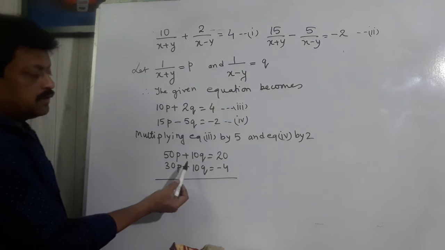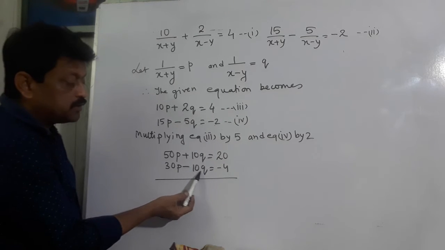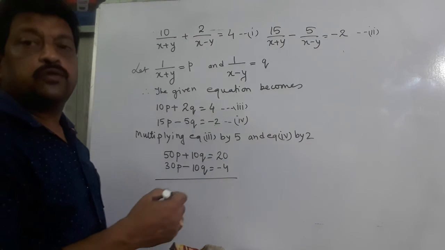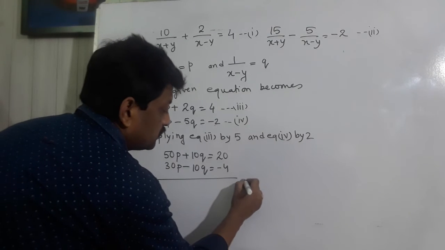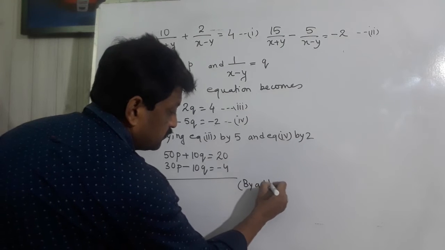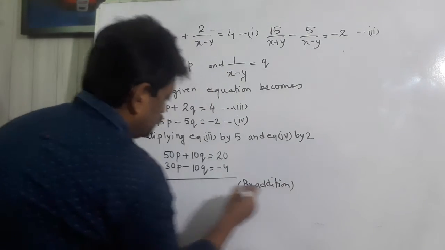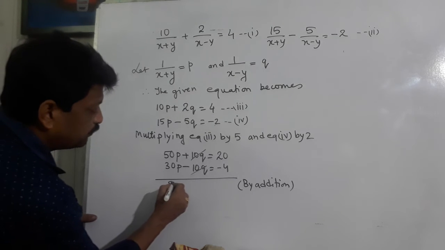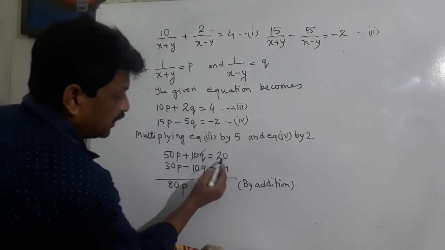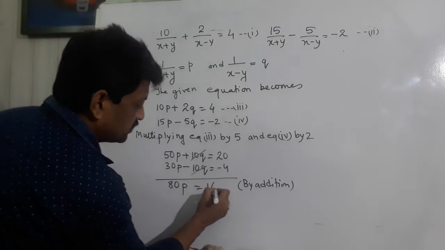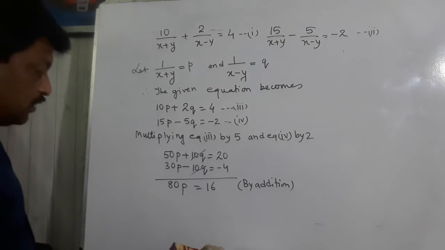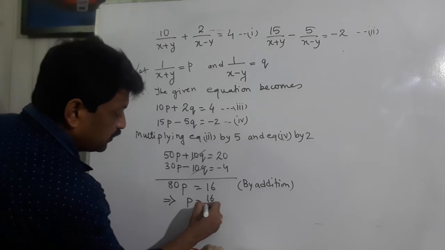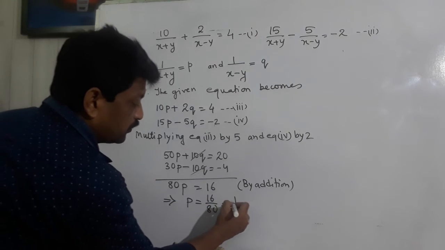Now as you can see, the coefficient of q becomes equal in both the cases and they are having opposite sign. So again we have to go for addition. By addition, this 10q cancelled, 50p plus 30p is 80p and 20 minus 4 is 16. So we can write p equals 16 upon 80, that is 1 upon 5.